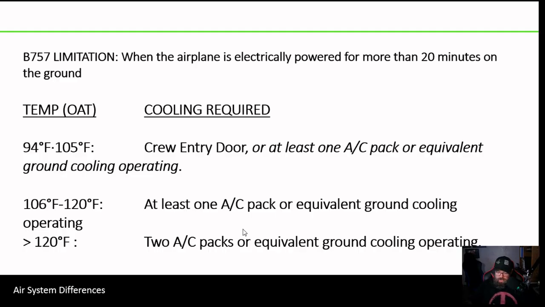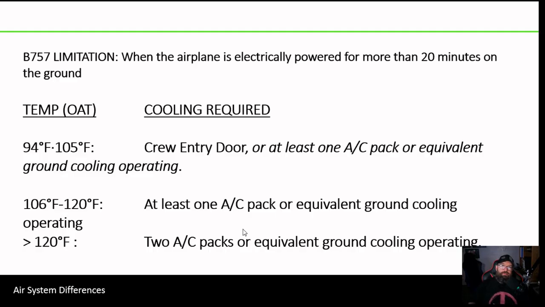Now, if it's 106 to 120, crew entry door is no longer effective. So that door doesn't matter if it's open or closed. I have to have at least one AC pack or equivalent ground cooling attached to the aircraft in those particular temperatures. Again, 106 to 120 is a place where I don't care to be. I've been where it's 130 outside. I don't like it. I don't want it. But obviously, with traveling the world in these aircraft, with what the capabilities are, you may end up somewhere like that.